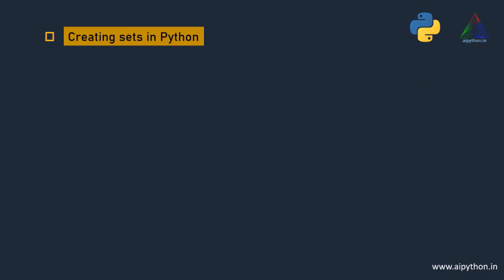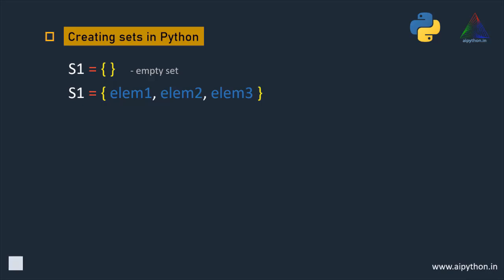We can create a set in Python using a very simple method: you write the name of the set. Here I have written S1 as the name of the set, equal to open and close curly braces. This will create an empty set. Now if you want to create a set with some elements, you write S1 equal to, or whatever name you would like, equal to curly braces, and then write the elements. Elements could be of any data type, and make sure that there's no repetition of elements. Even if you write the same element 2 or 3 times, in the final output you will see only one instance of that element.